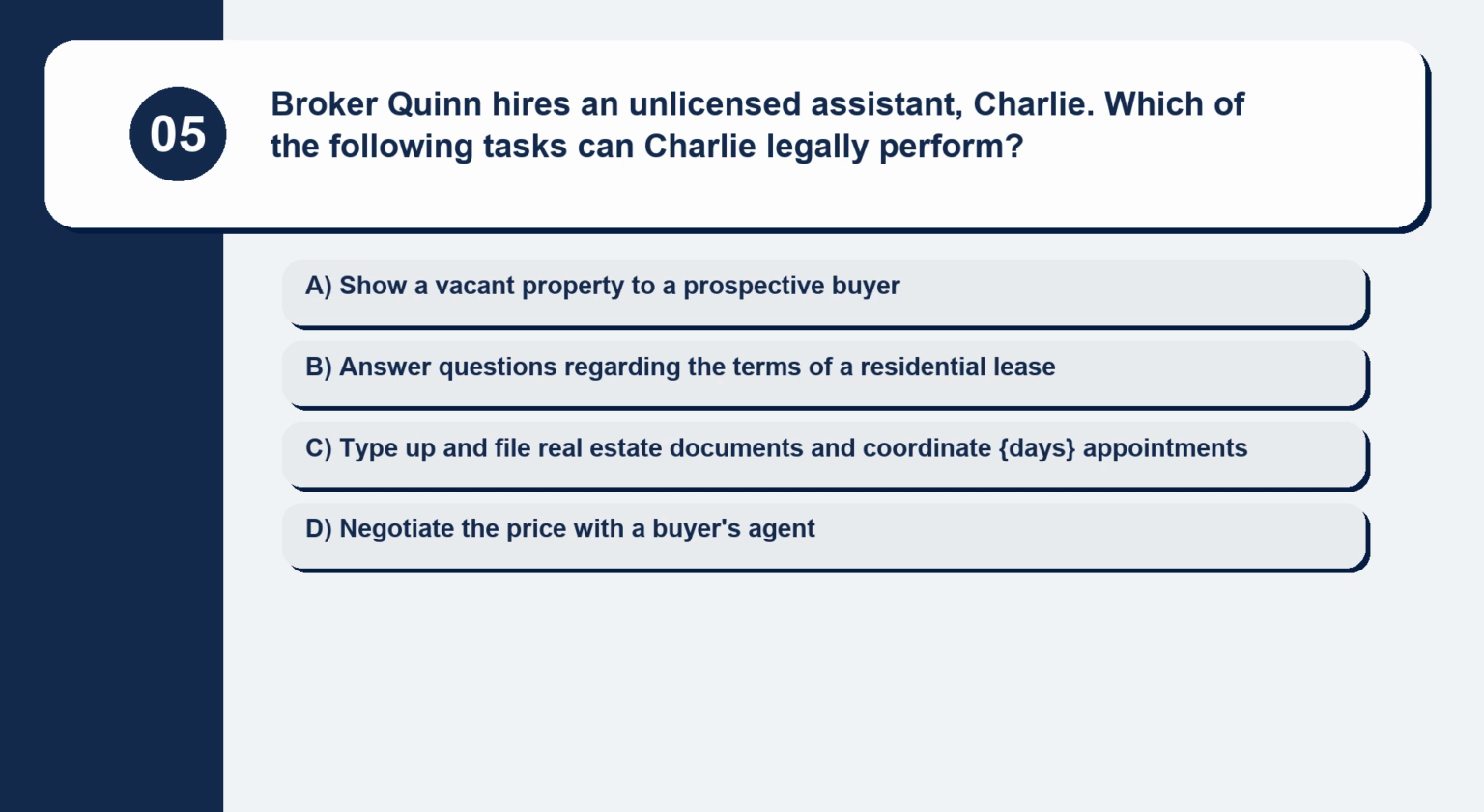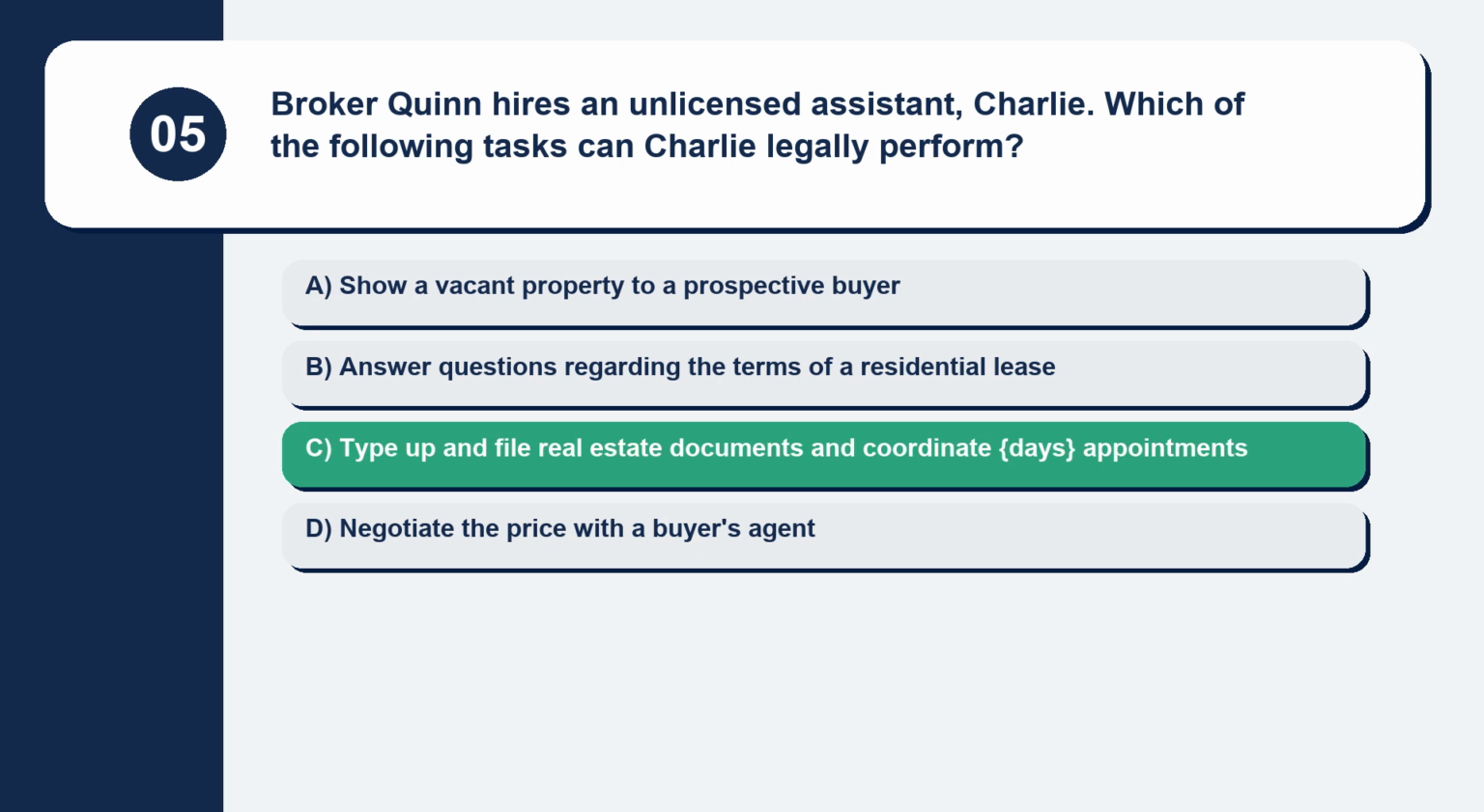Question 5. Broker Quinn hires an unlicensed assistant, Charlie. Which of the following tasks can Charlie legally perform? Here are your options. Option A, show a vacant property to a prospective buyer. Option B, answer questions regarding the terms of a residential lease. Option C, type up and file real estate documents and coordinate days appointments. Option D, negotiate the price with a buyer's agent. The correct answer is option C, type up and file real estate documents and coordinate days appointments.